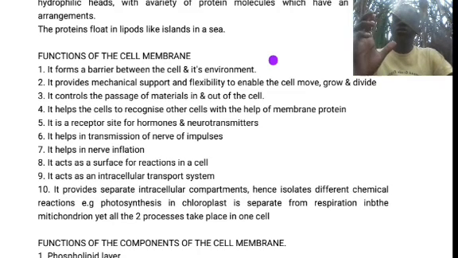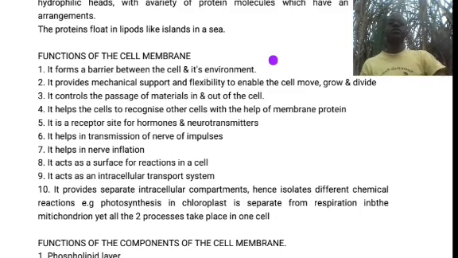So, intracellular transport system, whereby some substances are transported within the cell with the help of the membrane. Sorry, with the help of the cell membrane. And lastly, it provides separate intracellular compartments, hence isolates different chemical reactions, e.g. photosynthesis in the chloroplast is separate from respiration in the mitochondria, yet the two processes take place in one cell.